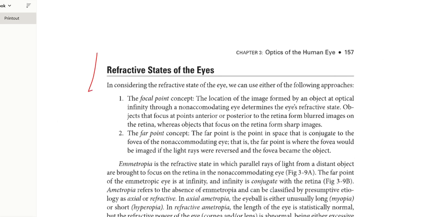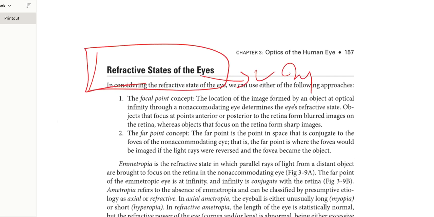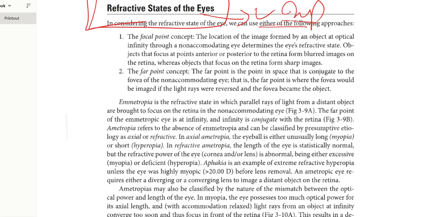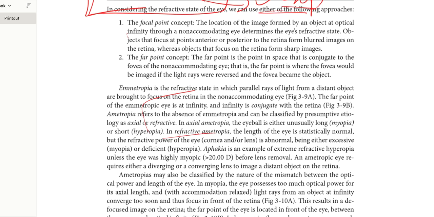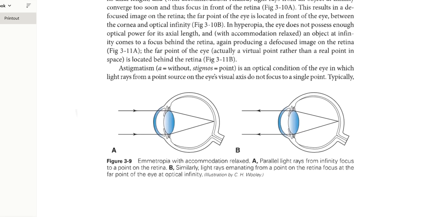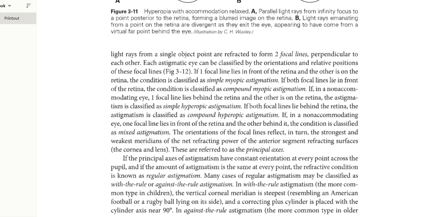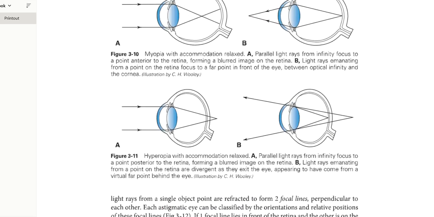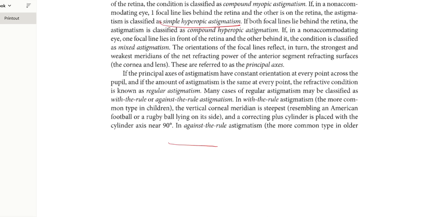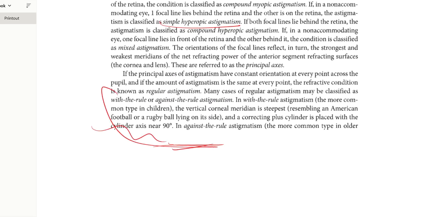Very important topic: refractive states of the eye. Very important. Okay, please read each and everything. Axial myopia, hypermetropia, focal point, far point concept. These have come in the exam. Many MCQs come. Simple hyperopic astigmatism. All these are very important. Okay.